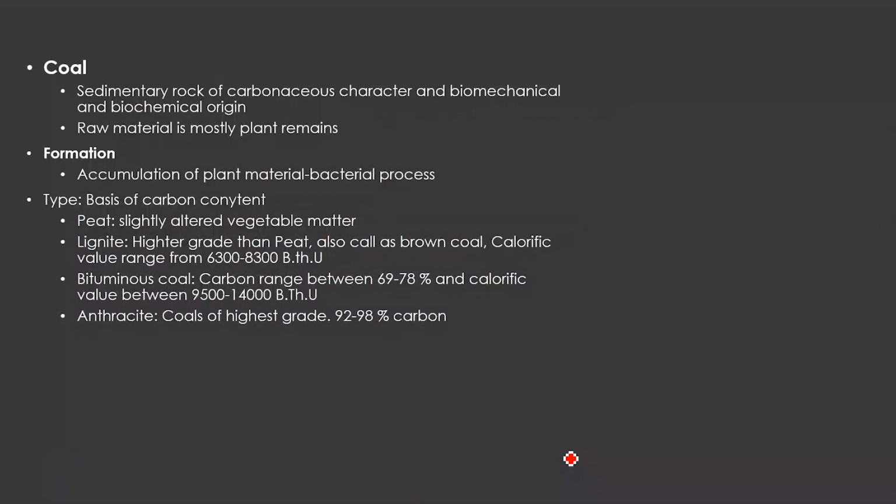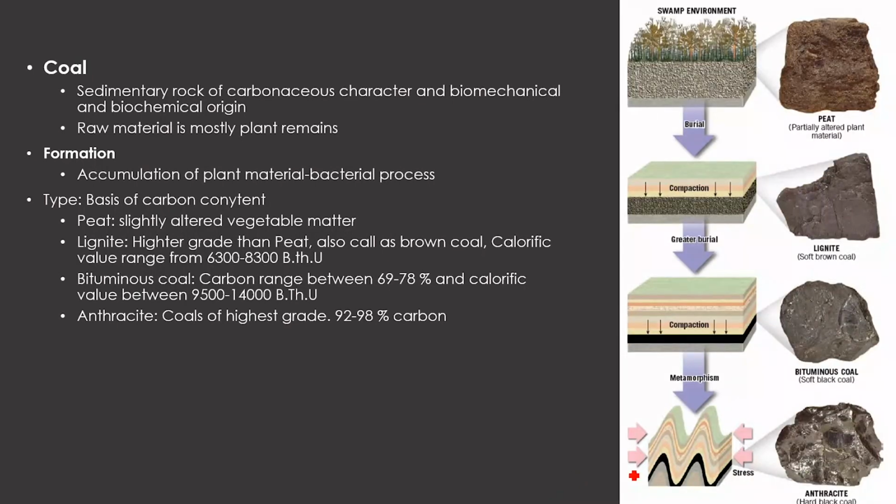Now the next is what we call coal. You must be very familiar with coal. Coal is a sedimentary rock of carbonaceous character and biochemical origin, which is formed from the raw material of plants. The plants on the surface die and get buried in a layer, and these buried sediments are overlaid by layers of other sediment. Then it compacts and compacts and compacts.